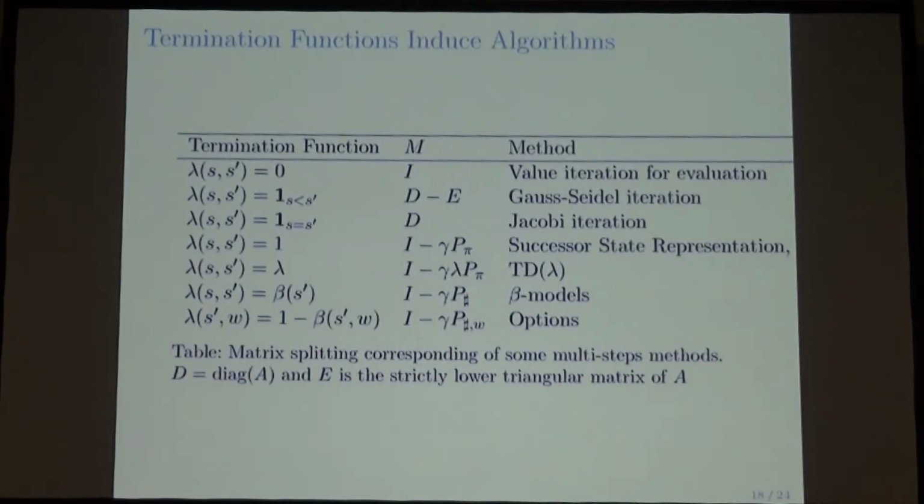Now, what's really cool is that this generalized Bellman operator, in fact, captures a lot of the multi-step methods in RL. It's not just a theoretical tool. It explains a lot of methods. So in particular, if you choose lambda equal to 0, that leads you to value iteration, or policy evaluation. If you choose that funky indicator function for the termination function, you recover Gauss-Seidel value iteration. If you get this termination here, you get Jacobi, and now maybe closer to RL, you can also recover TD lambda, successor state representation, the beta model from Sutton, and, back to my original problem, you can talk about options under the same framework. Options being temporal abstraction.